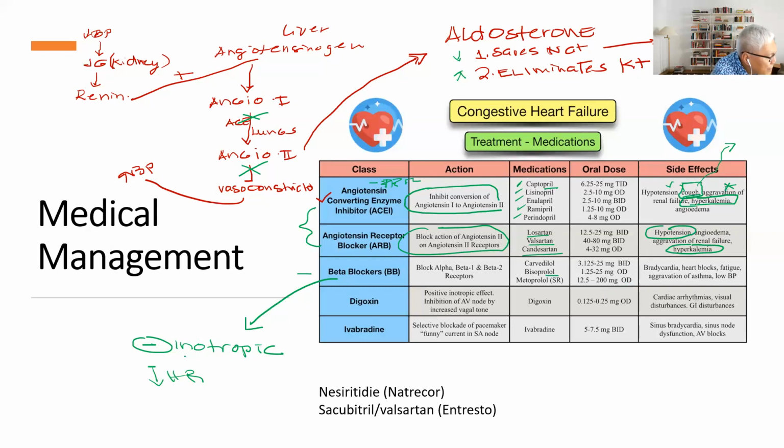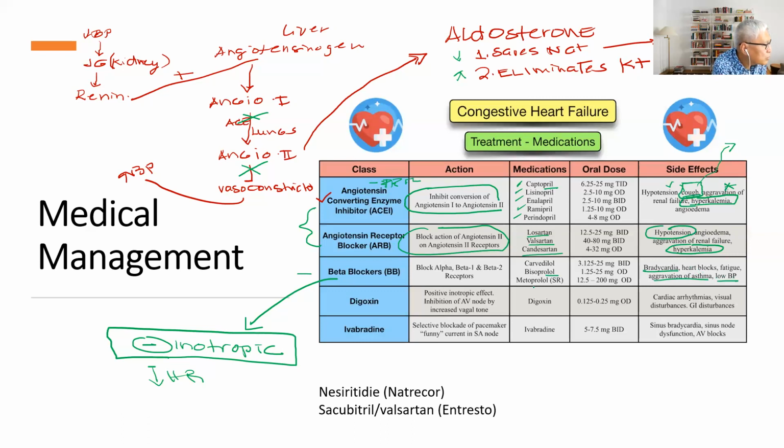Now, remember, this is a negative inotropic agent. And so you will not use this in patients who have systolic heart failure. It usually is going to be more favorable in the management of patients with diastolic heart failure. Okay? Now, the complications that are associated with it would be bradycardia and, of course, aggravation of asthma and low blood pressure.